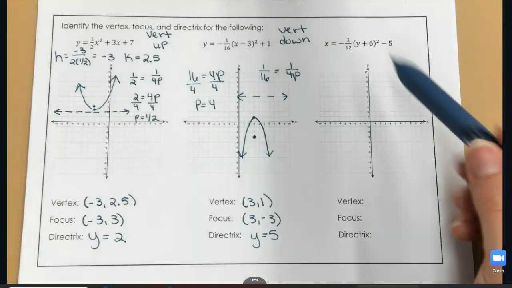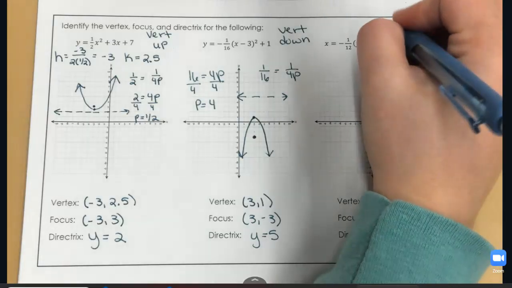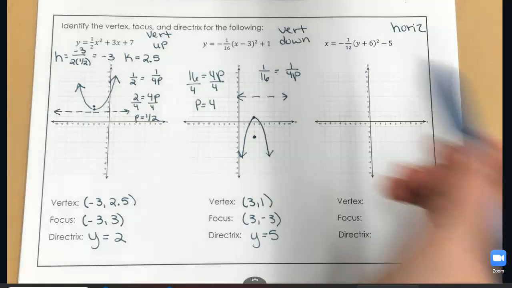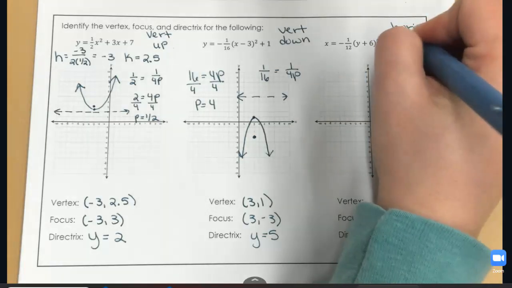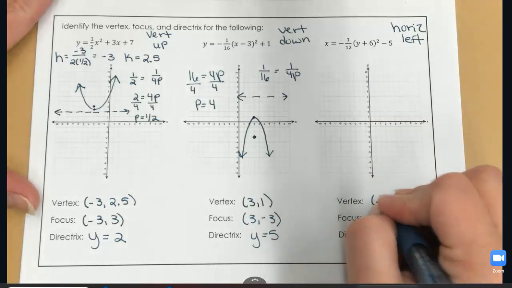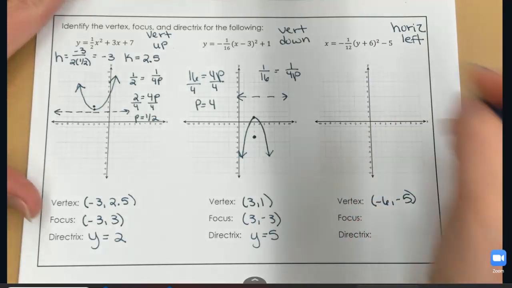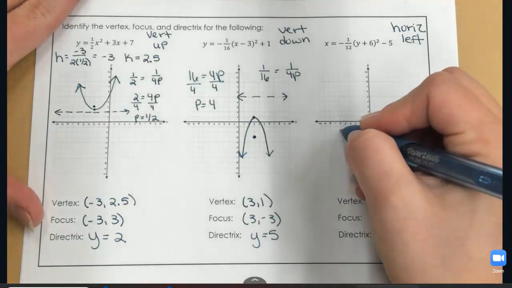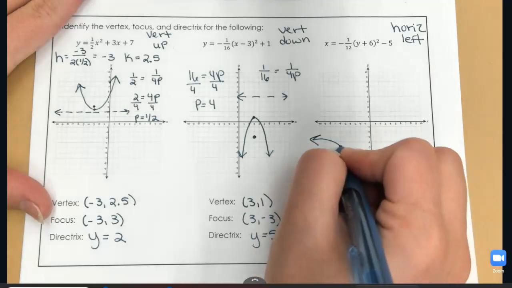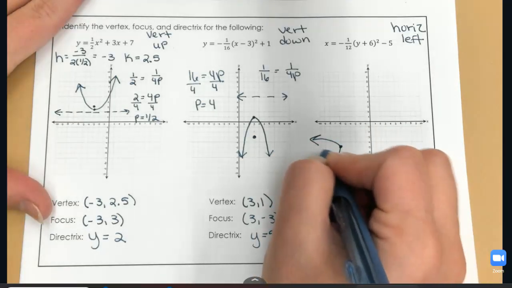Okay, one more for this side. This is now x equals, so that tells me that this is a horizontal parabola. And because a is negative, this will be opening to the left. So looking here, I can see that my vertex is at negative 6, negative 5. So I'm going to go ahead and plot that point, and it's opening to the left. So I know my focus is going to be somewhere in here.